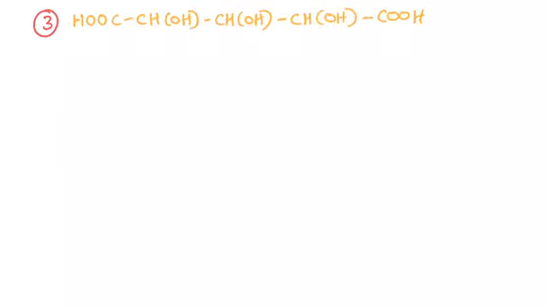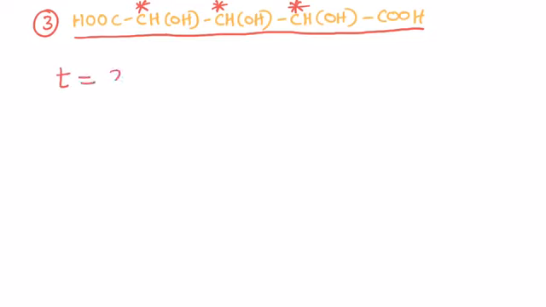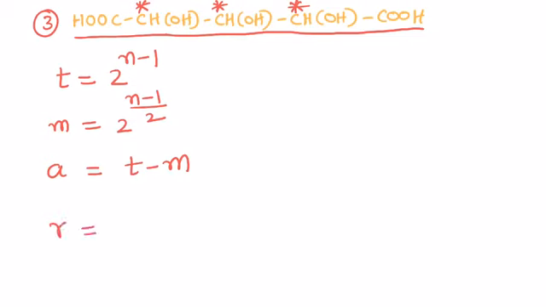Third example, COOH, CHOH, COOH. It is a symmetrical molecule and has 3 chiral carbons, an odd number of chiral carbons. What is the formula? The total number of isomers T equals 2 power n minus 1. The number of meso compounds or optical inactive equals 2 power n minus 1 divided by 2. If you want the number of optical active isomers, T minus M. And last, the number of racemic mixtures is equal to active isomers divided by 2.